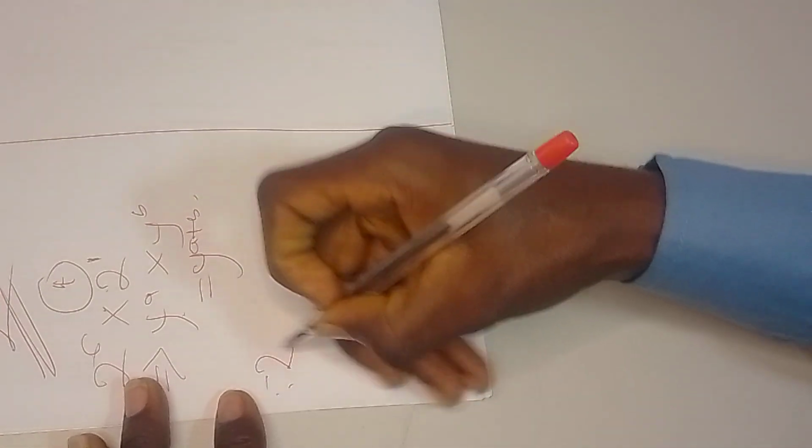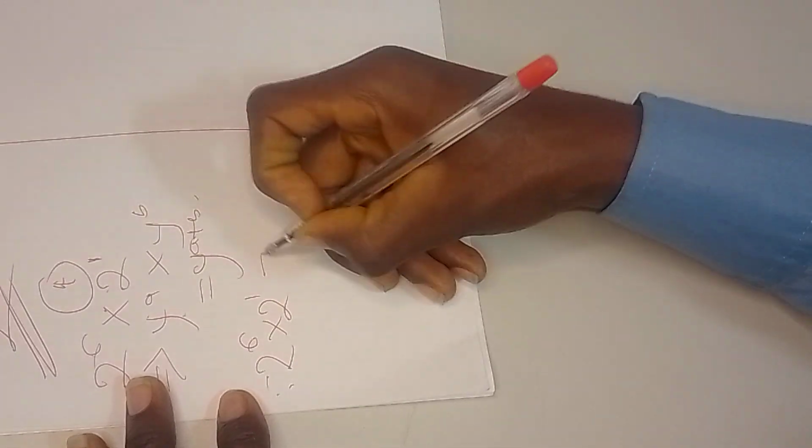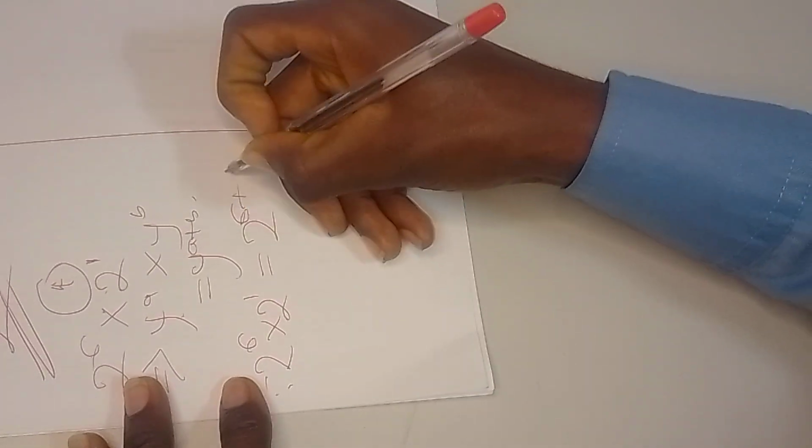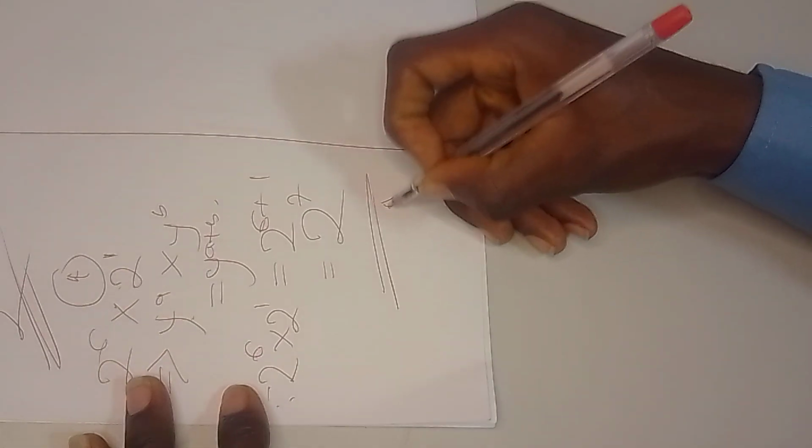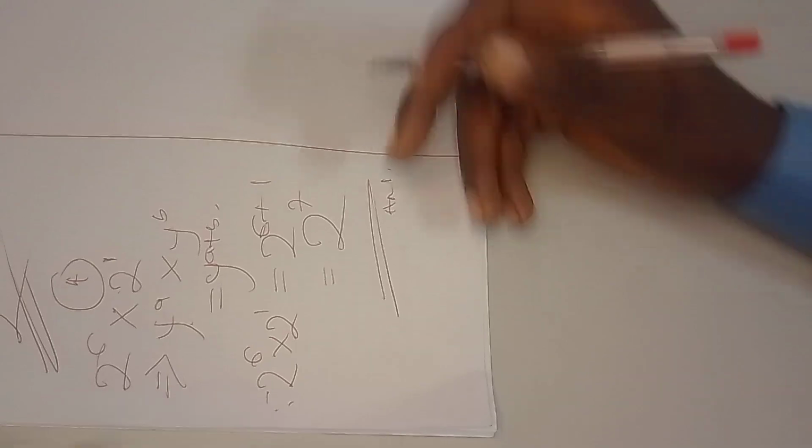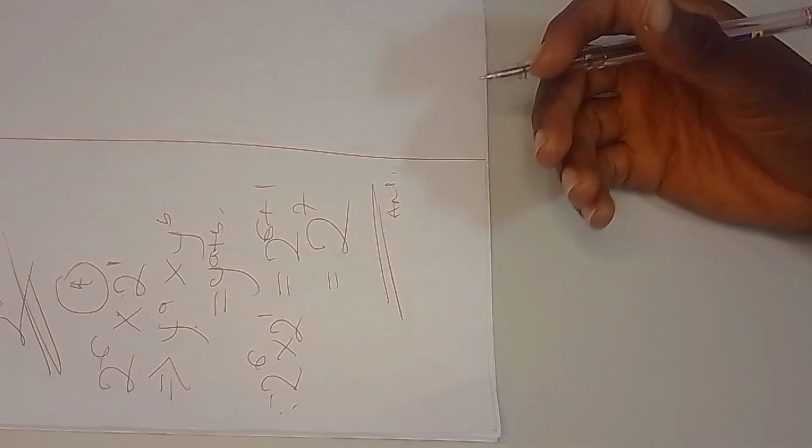Therefore, 2 raised to the power 6 times 2 raised to the power 1 will give us 2 raised to the power 6 plus 1. And that will give us 2 raised to the power 7. That's the answer. You see that it's not difficult, it's easy, right?